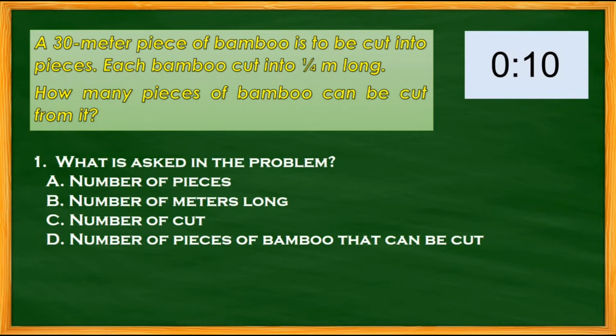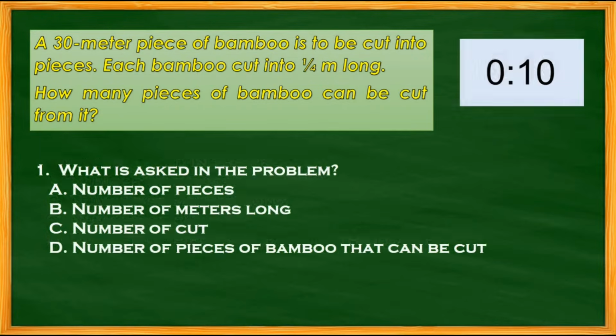Question number 1. What is asked in the problem? Is it letter A, number of pieces? Letter B, a number of meters long? Letter C, a number of cuts? And letter D, a number of pieces of bamboo that can be cut. You have 10 seconds, grade 5 pupils. Timer starts now.